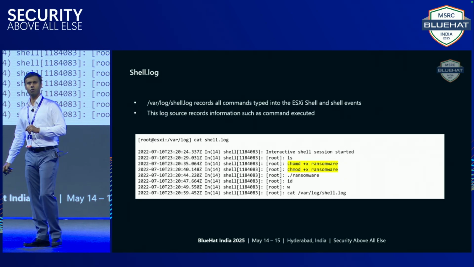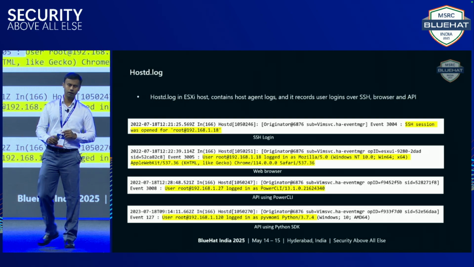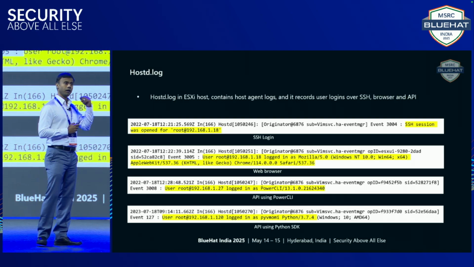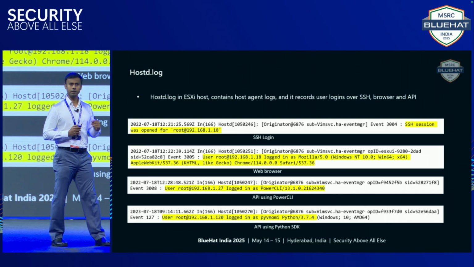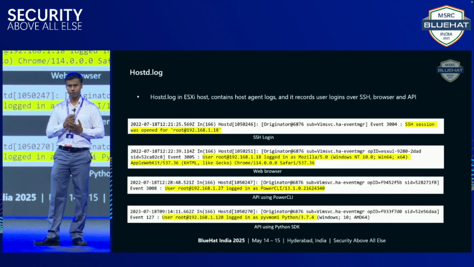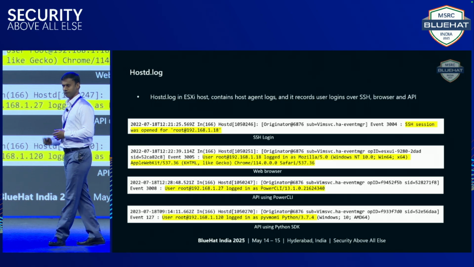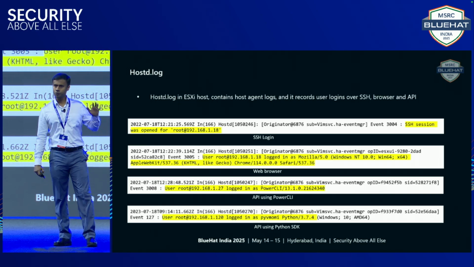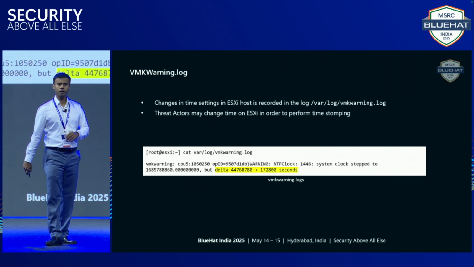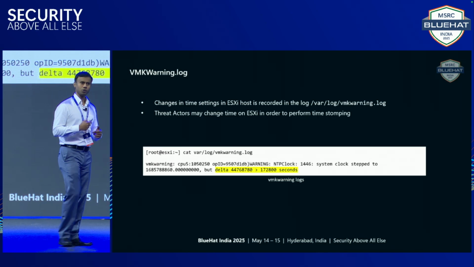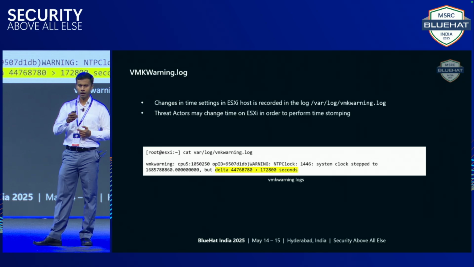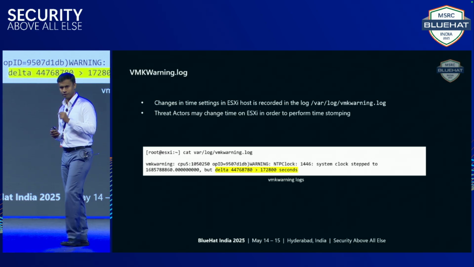And then comes hostd.log. This is the host agent log that runs in the ESXi hypervisor. This records any connection attempts against the ESXi hypervisors. That includes SSH, web API calls, or web interface connections. Another useful artifact, you can even see the user agents in the logs. If a threat actor tries time stomping, when they try to change the timestamp details, vmkwarning.log will record the details.